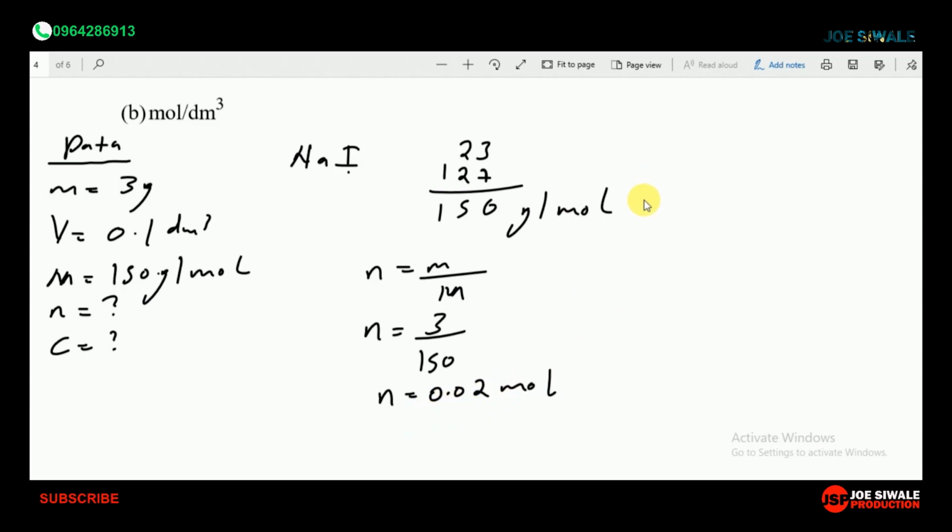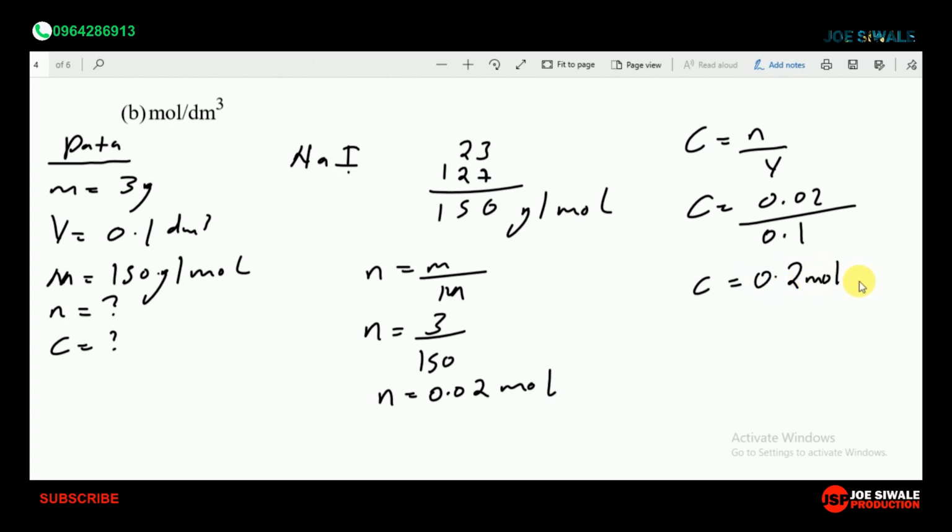Then since we know the number of moles, we can say concentration is equal to number of moles divided by volume. We have calculated our number of moles as 0.02, divided by the volume, which is 0.1. So concentration is equal to 0.02 divided by 0.1. We're going to have 0.2 mole per cubic decimeters. So that's going to be our answer. Or we can say concentration is equal to 0.2 molar.